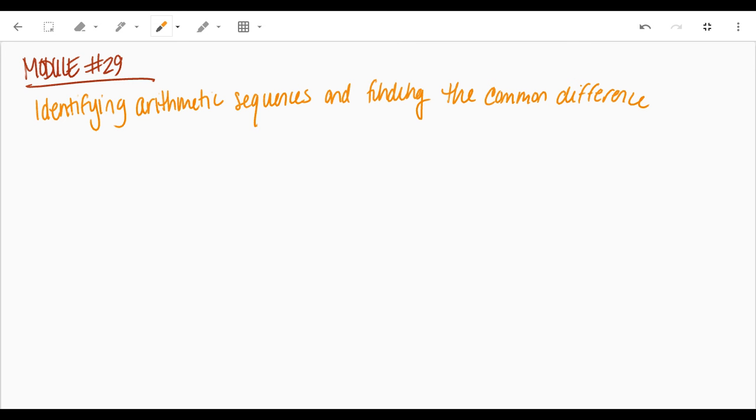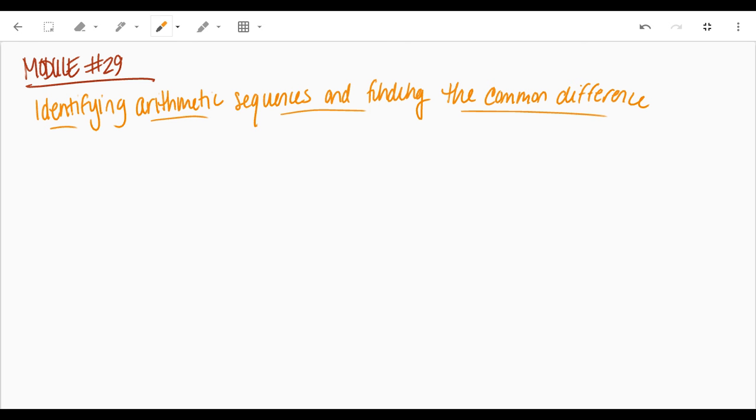Okay, module 29. So we're just going to keep going with our sequences here. So I think it should be pretty straightforward for you guys. A nice way to kind of end here. The first topic here is identifying arithmetic sequences and finding the common difference.